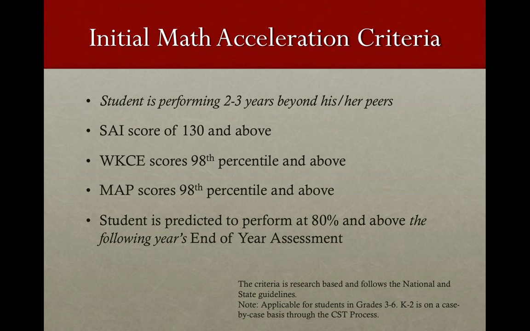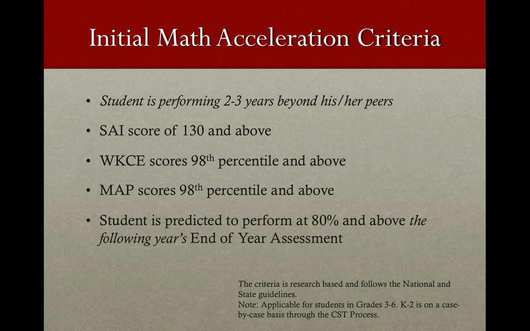Initial math acceleration criteria is important, and when we think about math acceleration, we use this criteria to ensure proper placement for students and to help guide our decision making. So think of a student that is performing at least 2 to 3 years beyond their peers. We also have guidelines that set criteria that ask us to look at multiple sources of data. One of those sources is the student's SAI score at 130 and above, WKCE scores and MAP scores at the 98th percentile and above, and if the student is predicted to perform at 80% and above on the following year's end of year assessment.